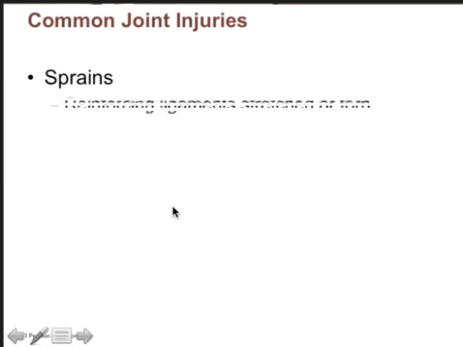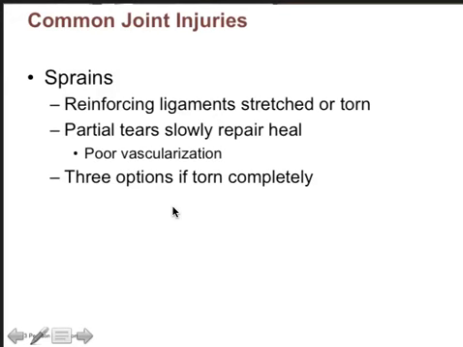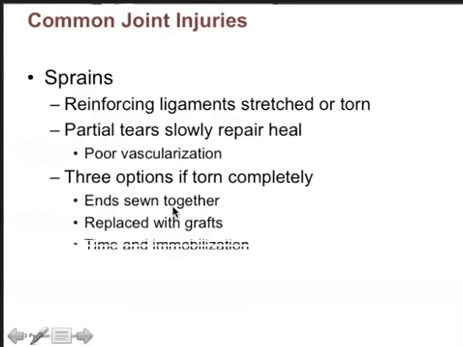Now, sprains are where reinforcing ligaments get stretched or torn. Partial tears are going to slowly repair because of the lack of blood supply to the area. Remember that in addition to oxygen and nutrients, the blood also brings in cells that are designed to repair the damaged tissue. There's three options if there's a complete tear. We can have the ends sewn together, we can replace them with grafts, and in any case, what we have to do is immobilize the joint and wait for it to eventually heal.